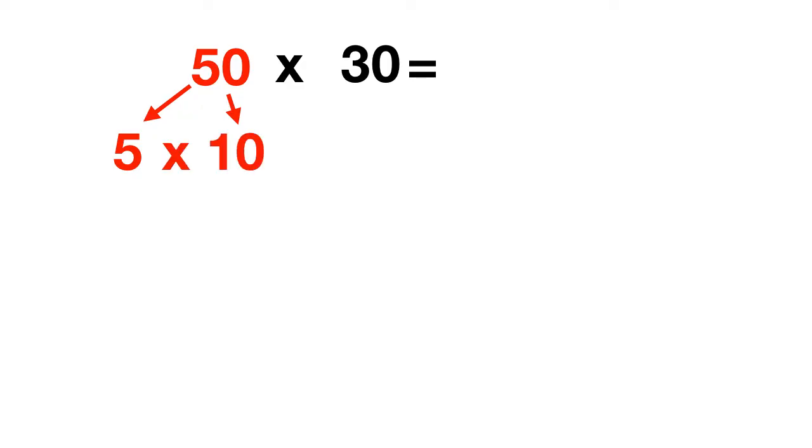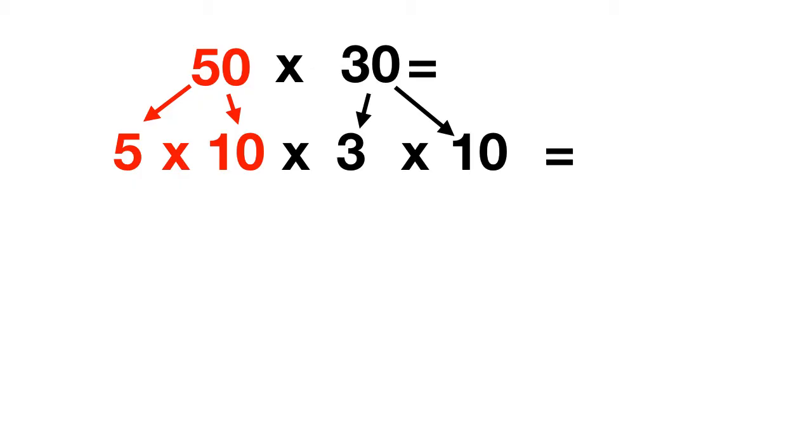Today we are learning how to multiply by multiples of 10. Let's say you wanted to figure out what 50 times 30 equals. Well, you could start by taking 50 and splitting it up into 5 times 10. Then you could do the same with 30, splitting it up into 3 times 10.